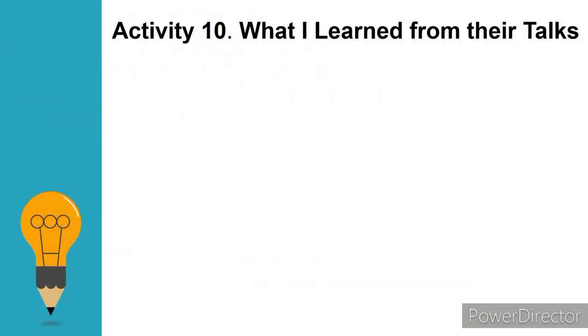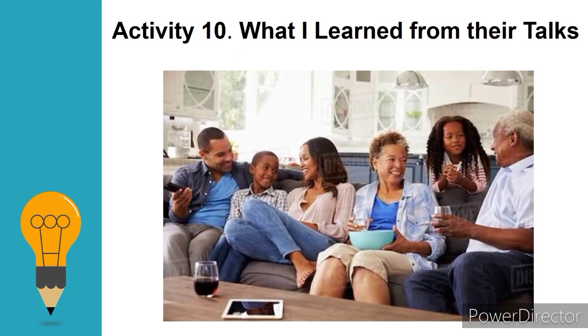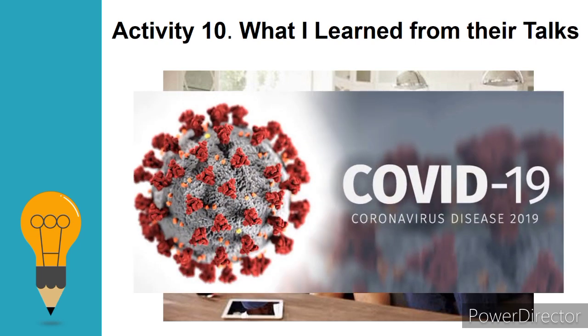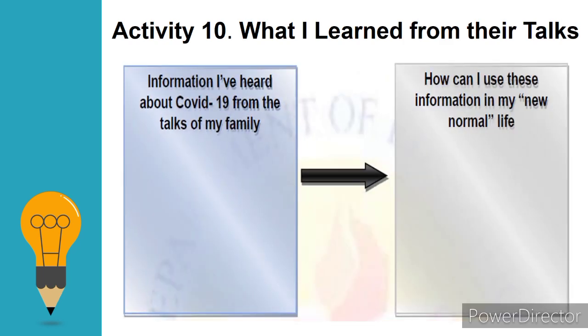Activity 10. What I learned from their talks. Listen to the talks and discussion that your parents, siblings, cousins, aunts, and uncles have at home about COVID-19 pandemic. Jot down the important details you've heard from them and tell how this information can be of use to you as you live now in the new normal. Present your answer using the graphic organizer presented.